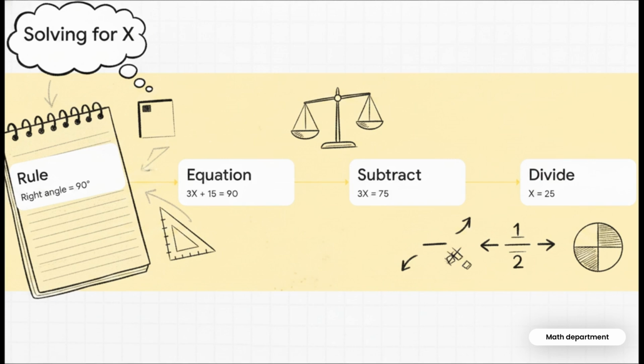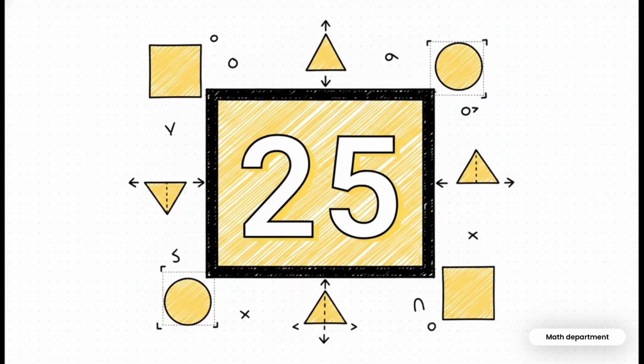Finally, we divide both sides by 3. And boom, we get x equals 25. Let's draw a massive box around that final answer. It's just incredibly satisfying when the algebra perfectly locks in with the geometry, right?